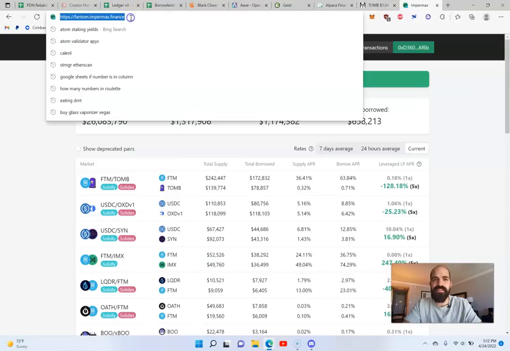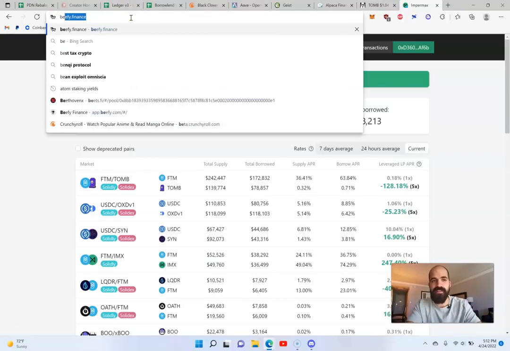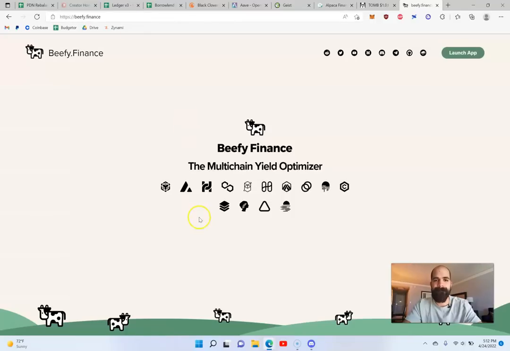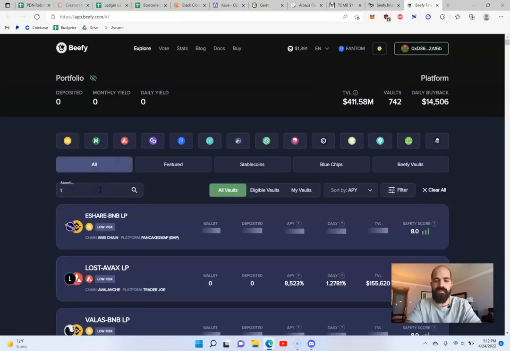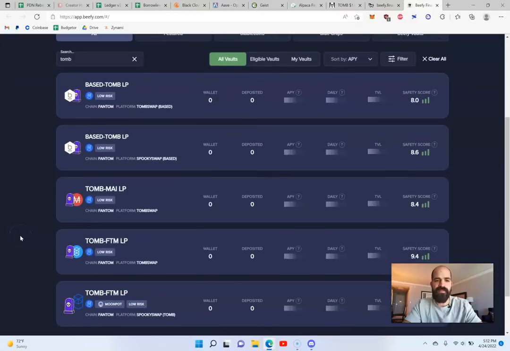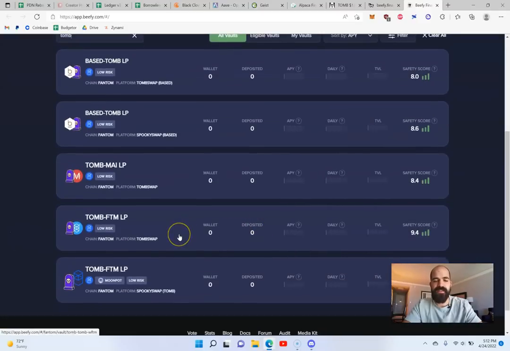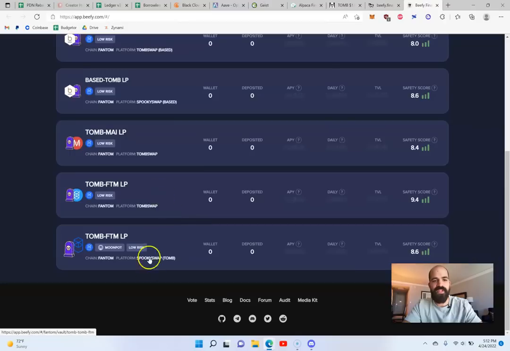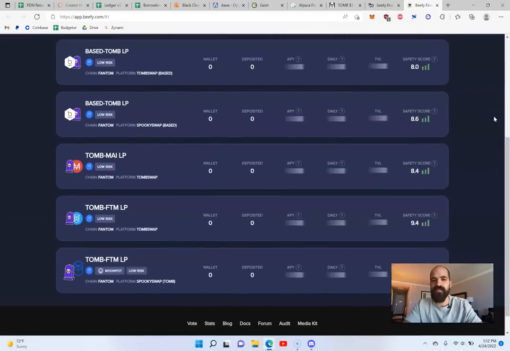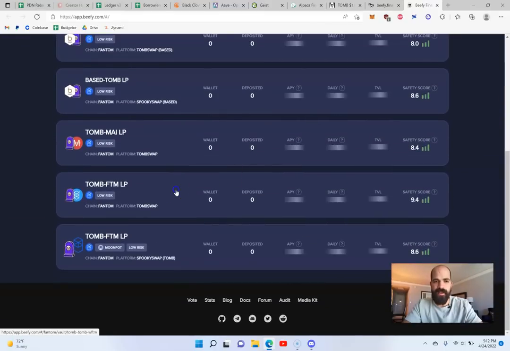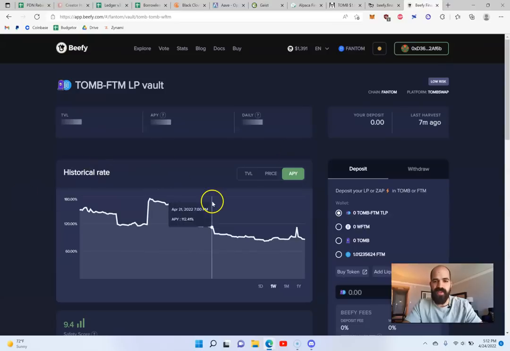Let's actually see what the aggregators are telling us on Beefy. So we're on Beefy. Let's go Tomb. Phantom Tomb. There are 2 Tomb Phantom LPs from Moonpot. This must be a newer farm. I had RPC errors earlier. Too bad. But here we go. We can just look at this. So 86%. That's pretty good.